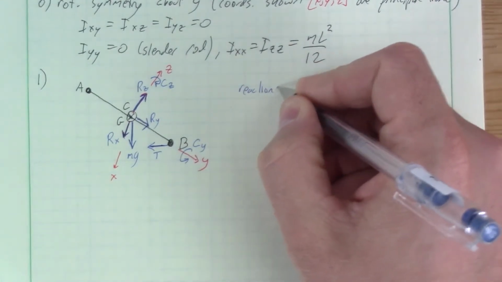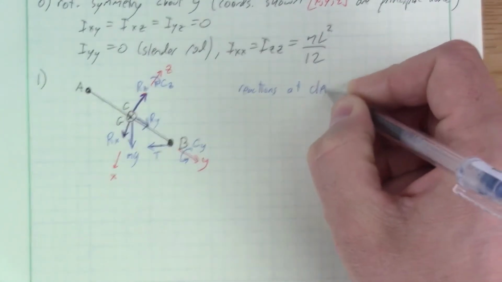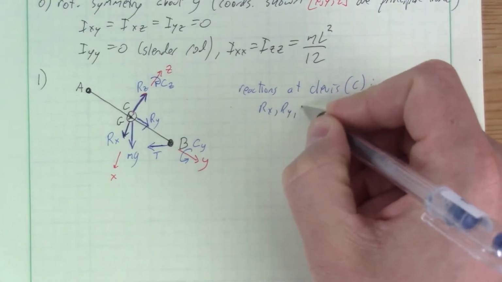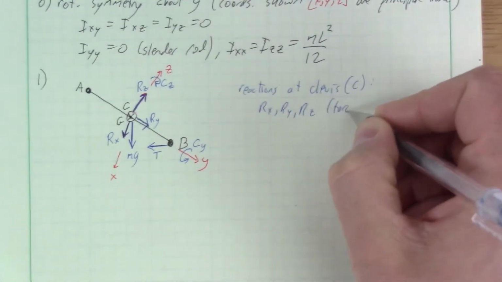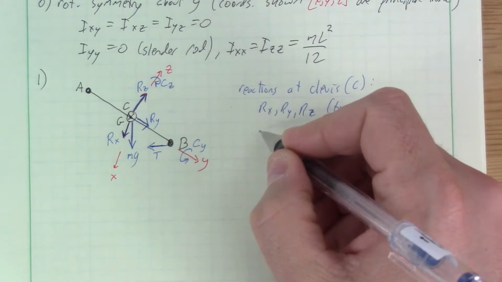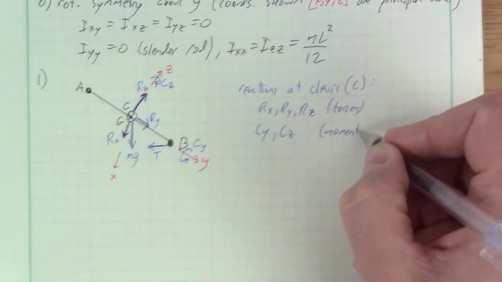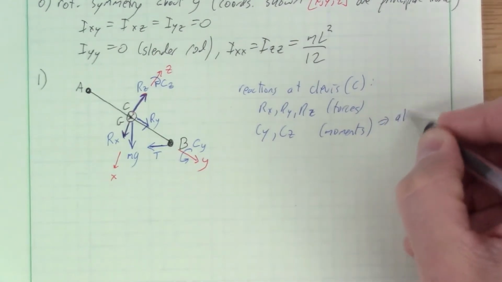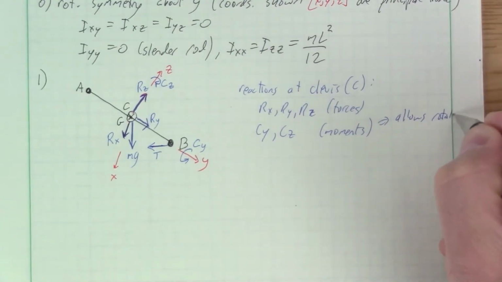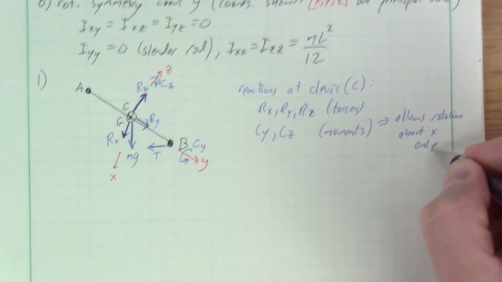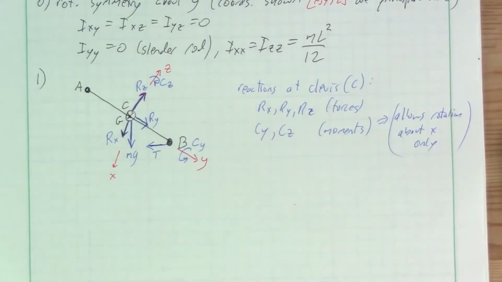Okay, so let's just make some notes about this. We have our reactions at the clevis C. We have Rx, Ry, Rz. These are our forces. And we have Cy, Cz. These are our moments. It allows rotation about x only, which is why we don't have a Cx and we do have the other two.